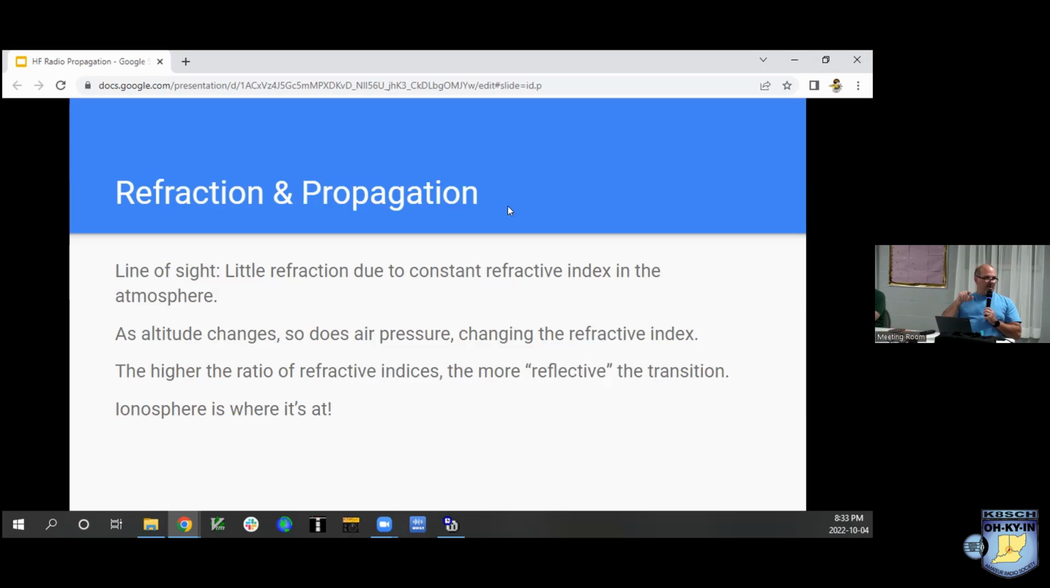But the higher the ratio of refractive indices, the more reflective the transition. So this is where the ionosphere comes into play. That's a totally different medium.